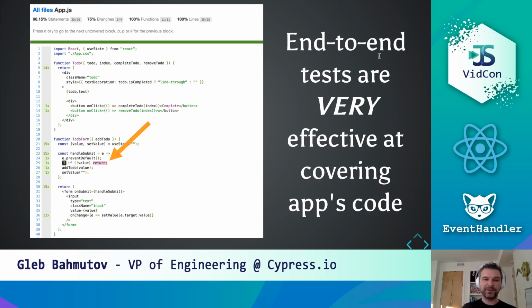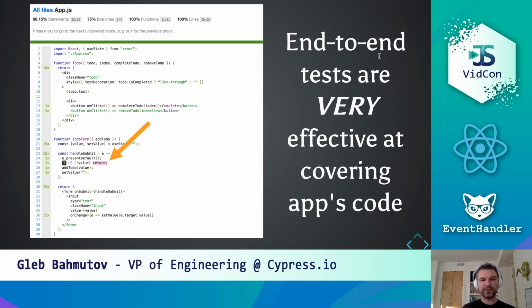It's an if path. If you actually try to type in an empty to-do and just click enter, our application doesn't allow that. Well, we never actually exercised that case, right? So we missed that particular branch, that particular statement. So that's why we only covered 25 out of 26 statements. But you can see that with a single test we covered a lot of the application. End-to-end tests are very effective at covering app's code.